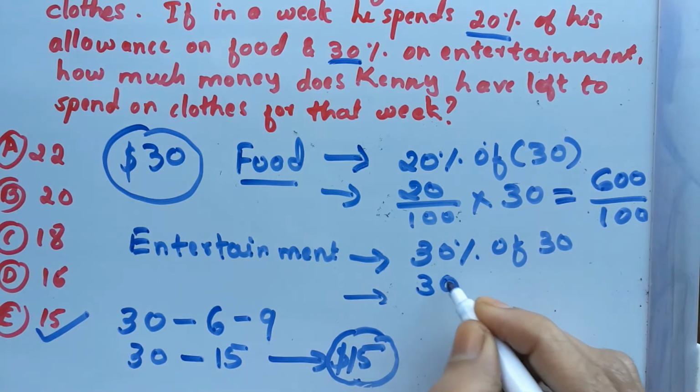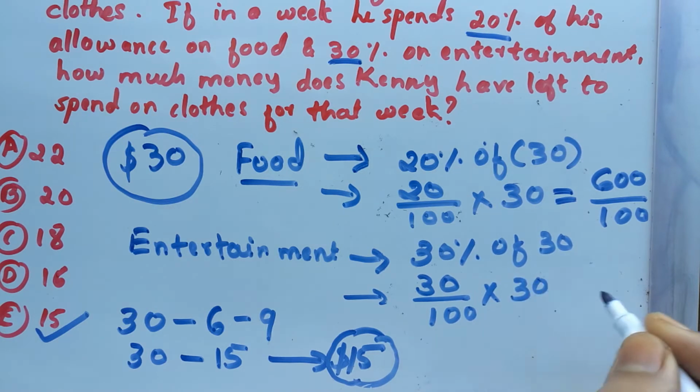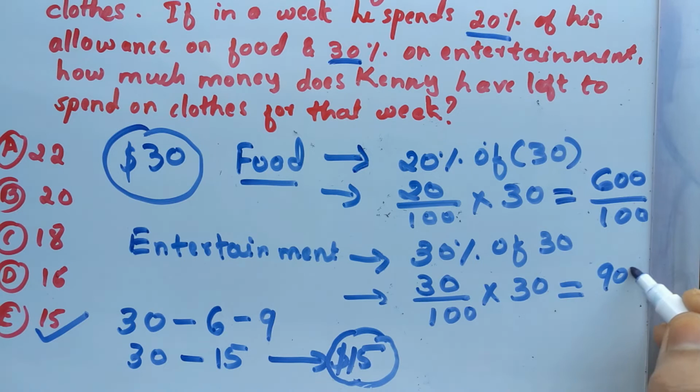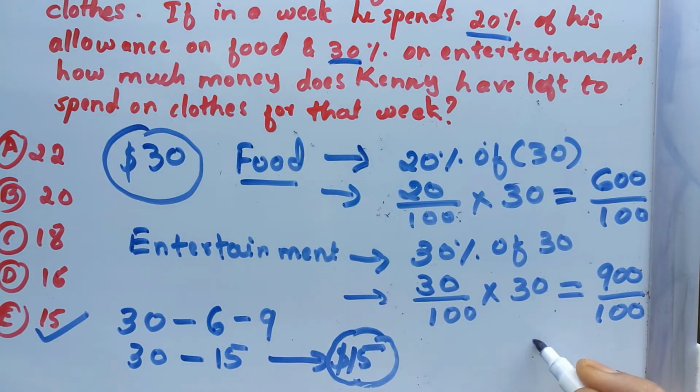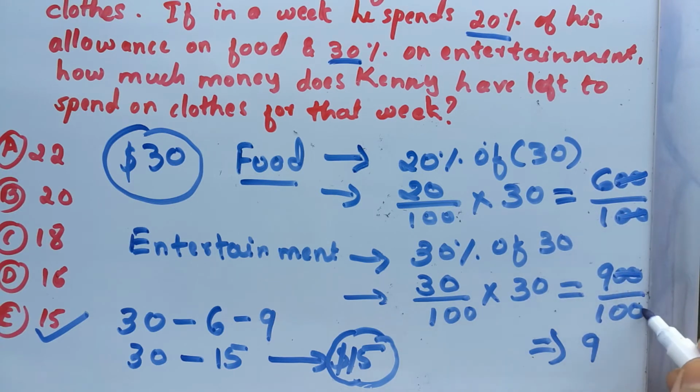This is 30 divided by 100 multiplied by 30. 30 times 30 is 900. So divide by 100. So answer is 100 times 9, 9. Just these zeros cancel out. Simplify whatever the way you want.